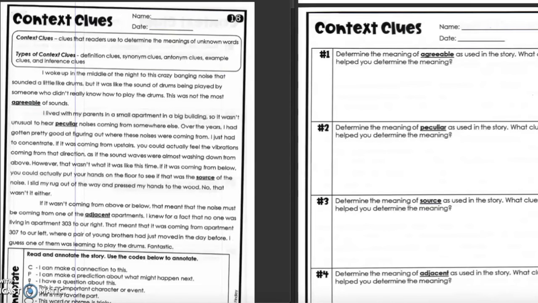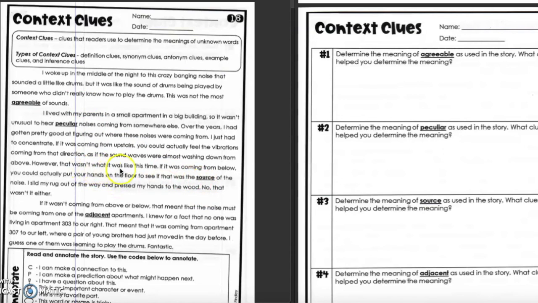All right, hopefully that was enough time for you to answer 3 and 4. If it wasn't, you can just pause the video and give yourself some more time and then click play when you're ready to move on. But I'm going to go over 3 and 4. Number 3 says, determine the meaning of source as used in the story. What clues helped you determine the meaning? So again, same process we followed for the first two. Find the word in the passage, read the sentences and words around it to help you figure out its meaning. So let's jump over here to source, and I'm going to read some of the words around it.